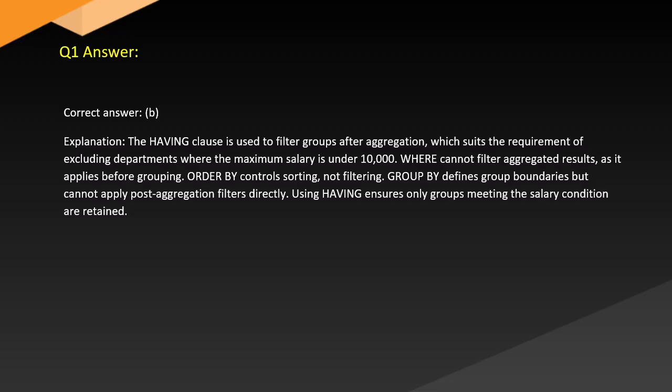Answer. Correct answer: B. Explanation. The HAVING clause is used to filter groups after aggregation, which suits the requirement of excluding departments where the maximum salary is under 10,000. WHERE cannot filter aggregated results as it applies before grouping. ORDER BY controls sorting, not filtering. GROUP BY defines group boundaries, but cannot apply post-aggregation filters directly. Using HAVING ensures only groups meeting the salary condition are retained.